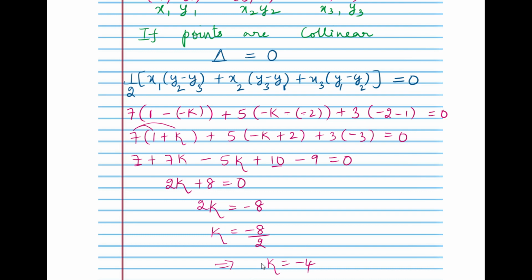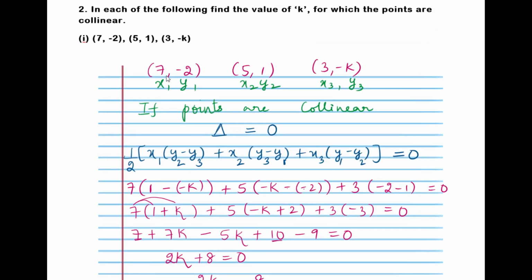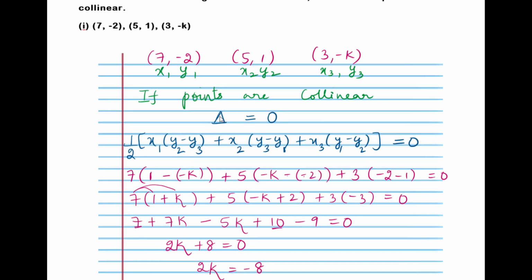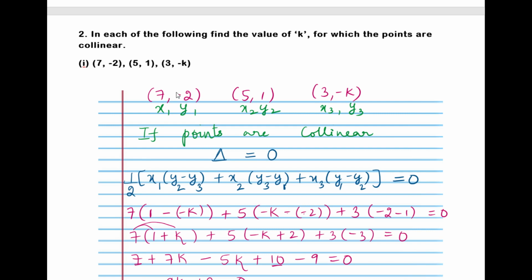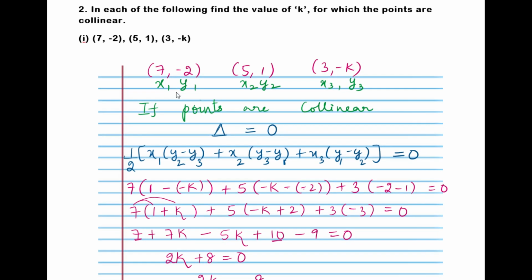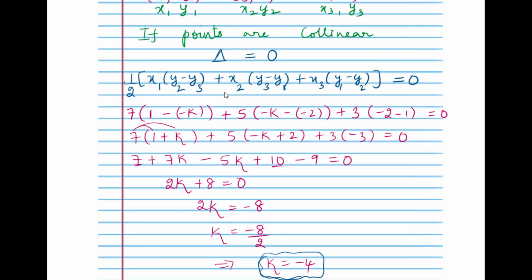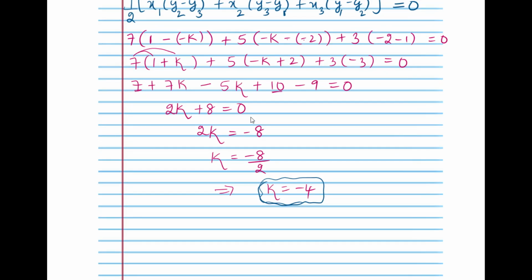Therefore the value of k is what? Minus 4. Student, therefore the value of k is minus 4. In the textbook, the third point, that is 3 comma k, you can try taking plus k, you will get k as plus 4. Here I have taken the question as 3 comma minus k, but in the textbook it is 3 comma k. Now we can try by taking it as 3 comma k, you will get k as 4.